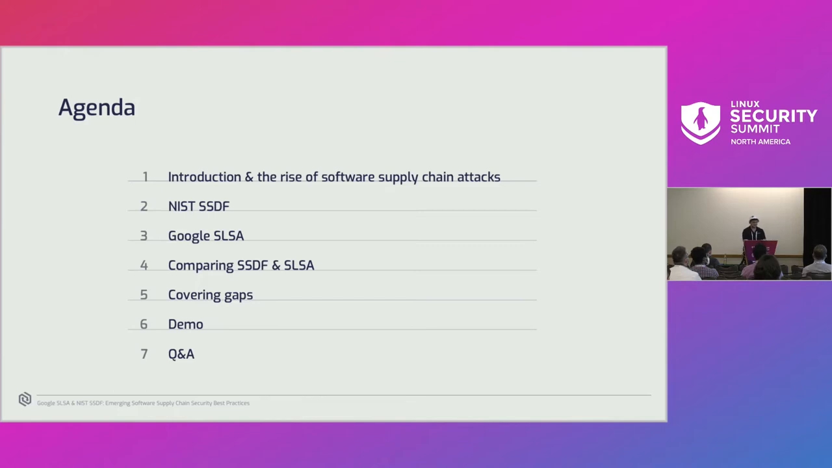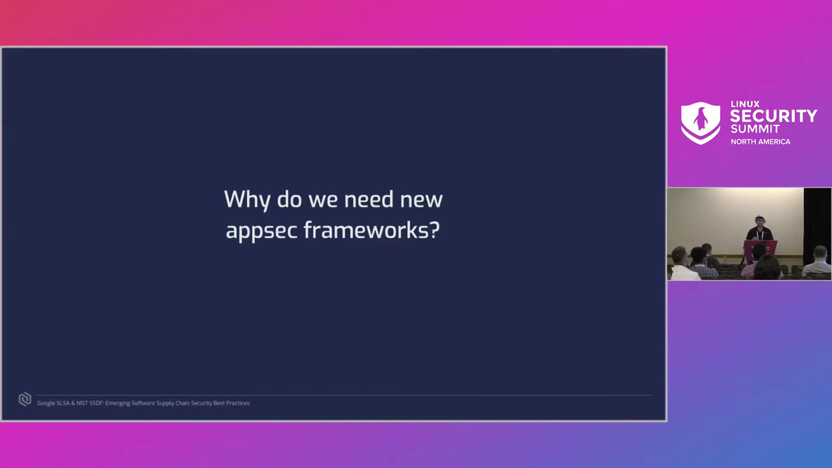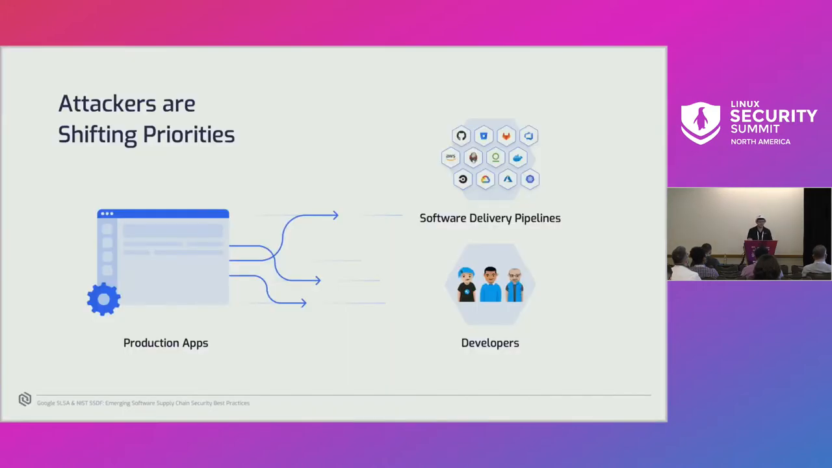But yes. So getting started, let's answer the question of why we need new application security frameworks. Well, it's because attackers are shifting priority. Rather than going for production apps directly, we're seeing a lot of attackers go through software delivery pipelines and even use developers as potential vectors of attack. Developer credentials are highly sought after for attackers for that reason, because they typically have escalated privileges, as that reduces friction in the development processes.